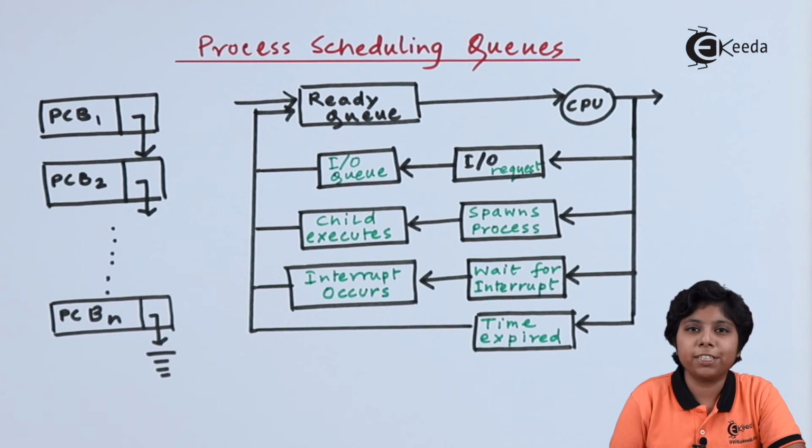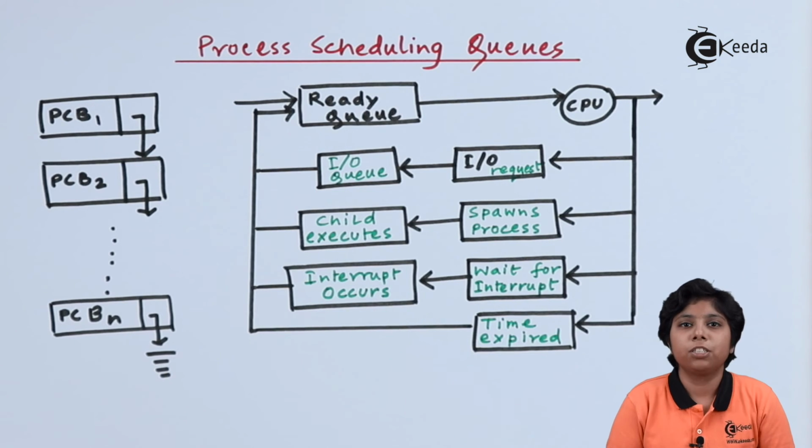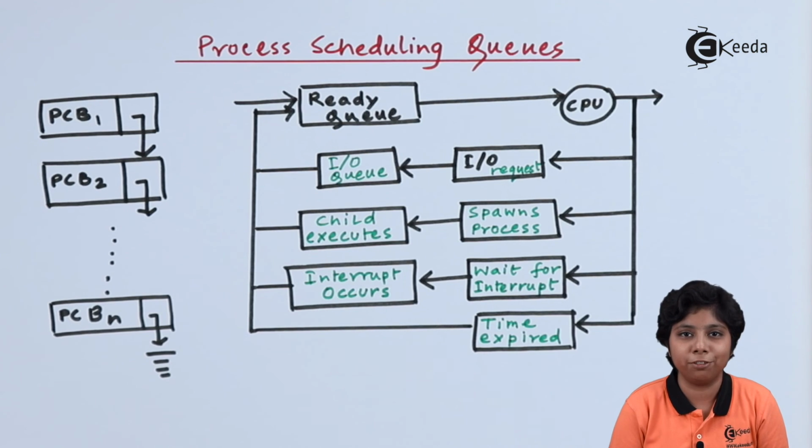After the process has finished its execution, all the PCBs and resources are deallocated, and the process is terminated and removed from all the queues. So that is all for the scheduling queues.